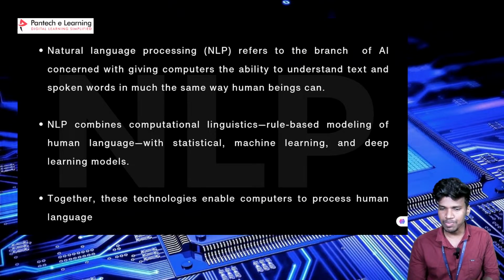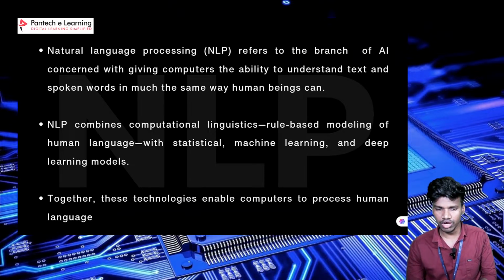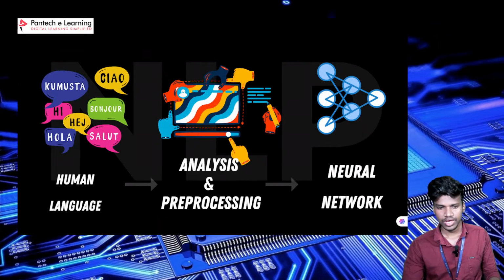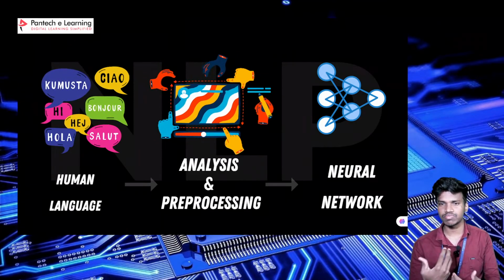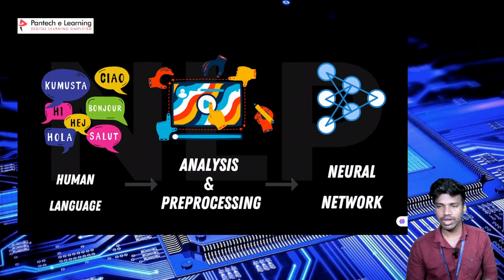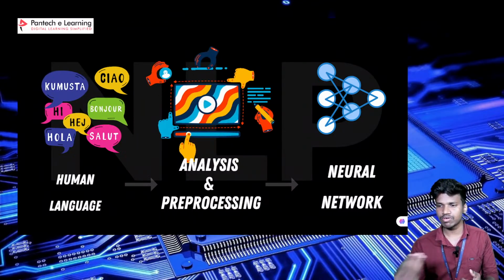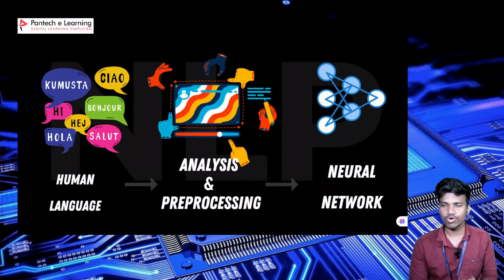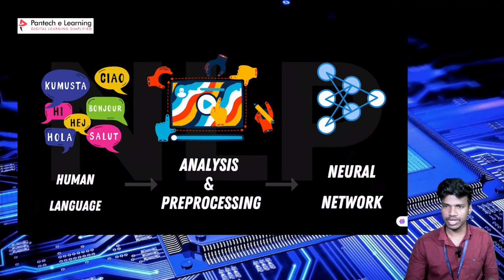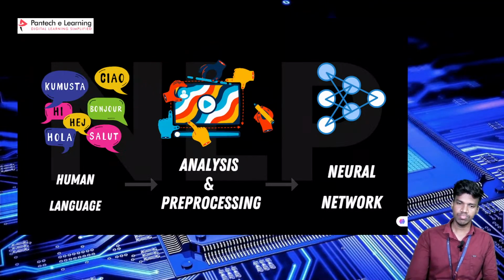NLP combines the computational linguistics and rule-based modeling of human language with statistical machine learning and deep learning models. Together, these technologies enable computers to process human language. I just said the same concept here, covering our text and spoken words. If we chat with a friend and want to say good morning, we send GM, and the computer can understand that and share the data with the other person, right?